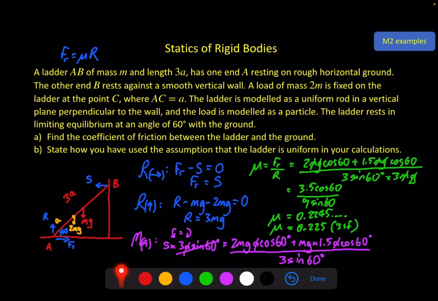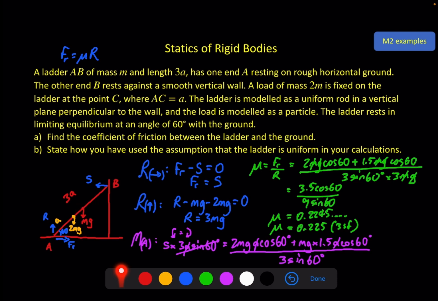Part B was mostly answered earlier in the video. State how you have used the assumption that the ladder is uniform in your calculations. Assuming that the ladder is uniform was the only reason that I could put the weight of the ladder at its midpoint. If the ladder is not uniform, then I don't know where the center of mass of the ladder is. And if I don't know where the center of mass of the ladder is, I can't do the question because we needed this distance here in the calculation here. So as usual, I won't write this out, but your answer would be, assuming the ladder is uniform, allows us to assume that the center of mass of the ladder is at its midpoint.